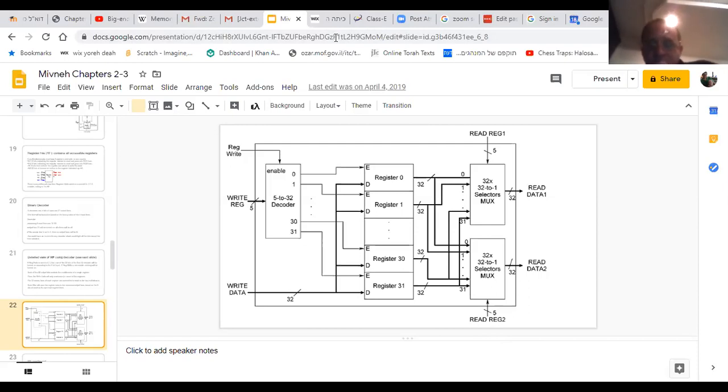I have a highly theoretical one, but each register can connect either to read data 1 or read data 2. So is it more efficient, for example, for register 0 to go to read data 1 as opposed to read data 2? There's no difference. There's actually no difference at all. Even if it's slightly faster, we're going to still have a certain clock cycle, so it's not going to matter.